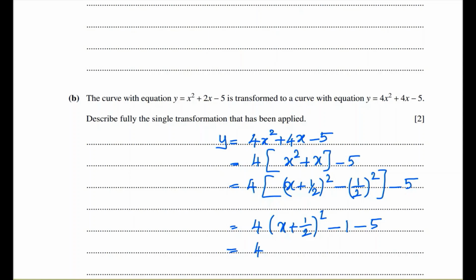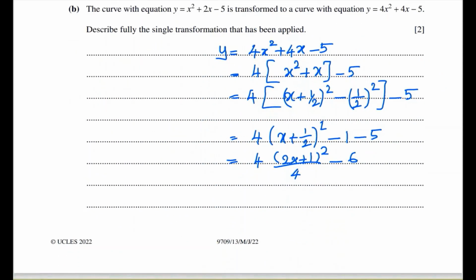So this can be written as (2x plus 1) squared divided by 4, minus 6. So this 4 and 4 get cancelled. So y is equal to (2x plus 1) the whole square minus 6. So it's given.